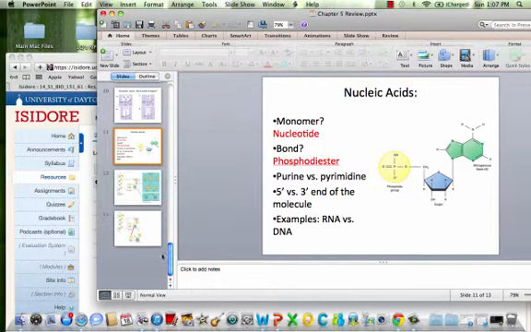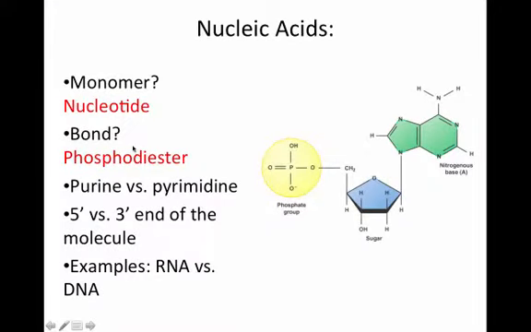Let's go back to our PowerPoint here. And our final class, nucleic acids, monomer, what is it? Nucleotide. And a nucleotide is shown here. This is one monomer.